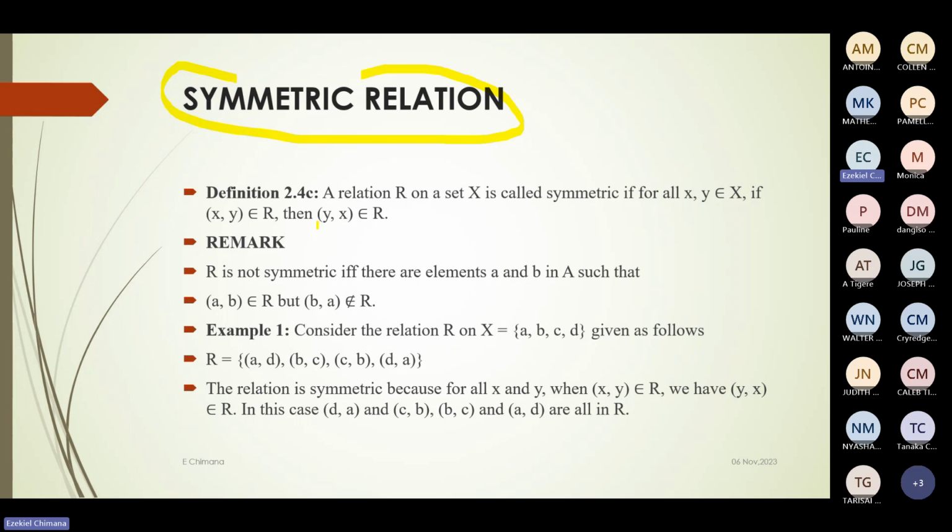So if you have a 2, 3, you must have a 3, 2 in that relation for it to be what? A symmetric relation. So there's a remark here. R is not symmetric if and only if there are elements A and B in A, such that AB is an element of R, but BA is not an element of R. So whenever you see an AB and you do not see a BA, that relation is not a symmetric relation. Whenever you see an AB, you must see a BA, just like that.